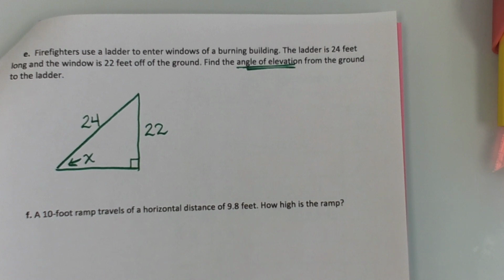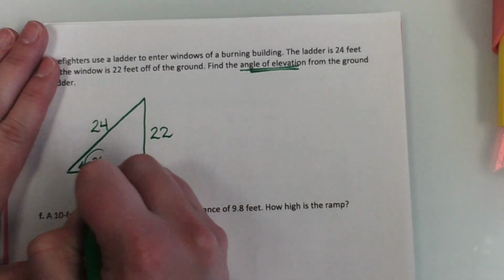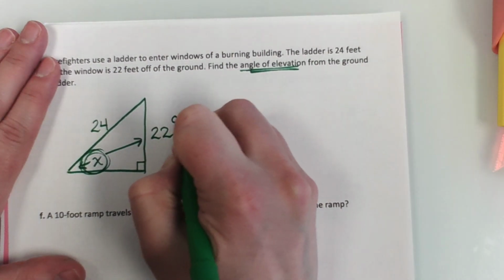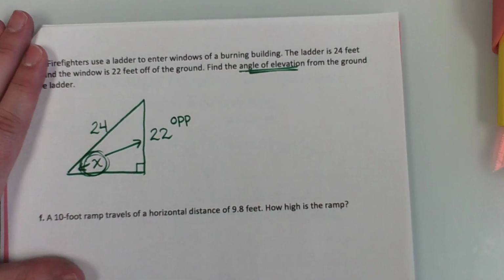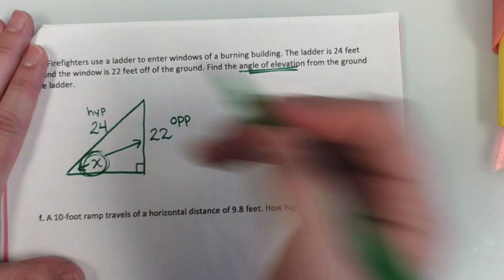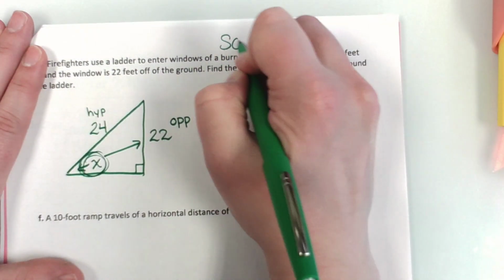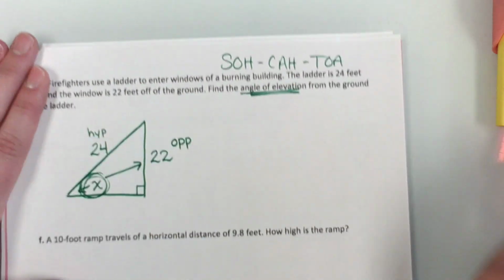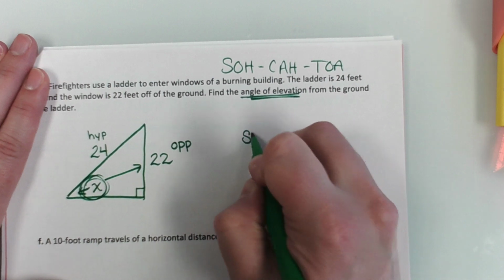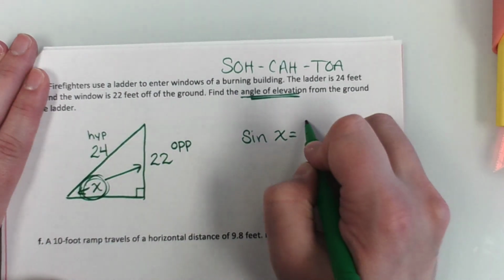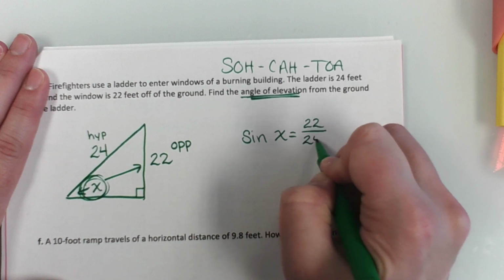Third option, trig. There's my angle. That is the opposite because it's across. Which side's 24? Hypotenuse because it's across from the right angle. Opposite and hypotenuse. So, SOH CAH TOA. It's sine. Sine of x, the angle, equals opposite divided by hypotenuse.